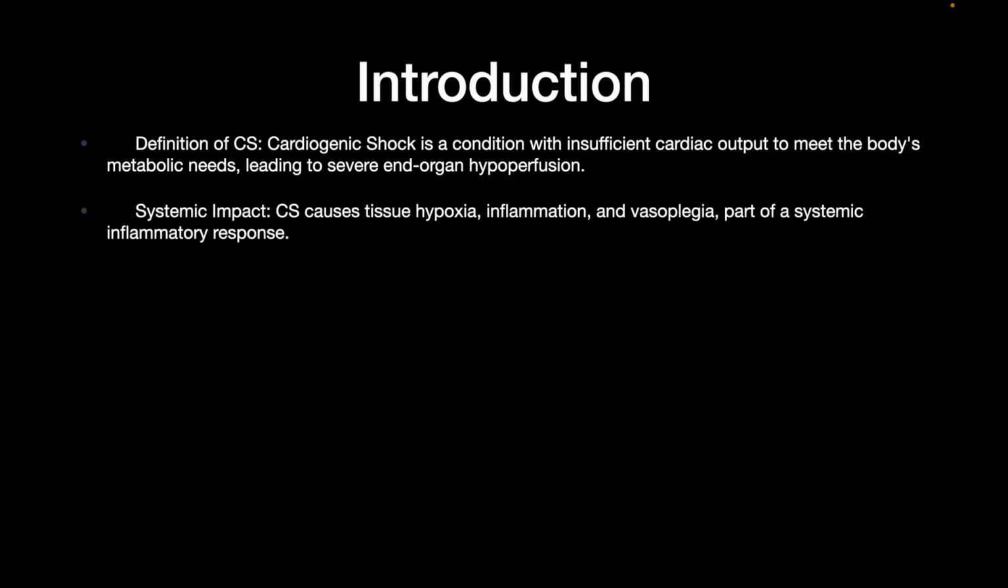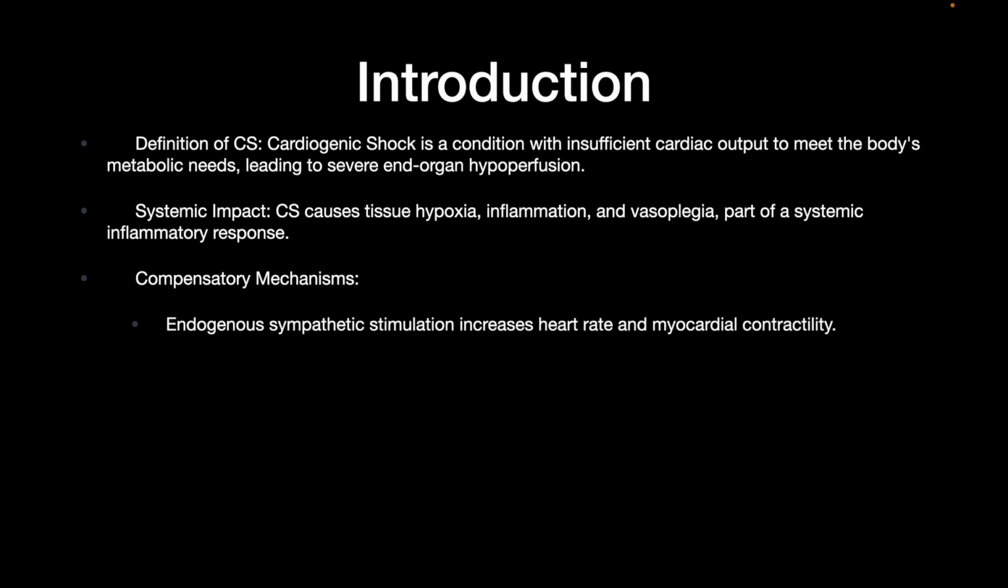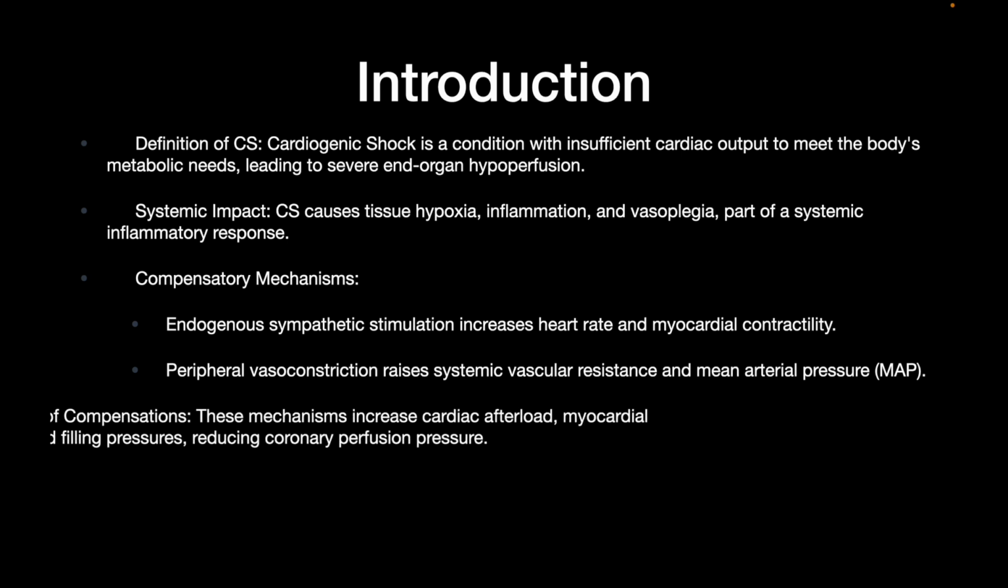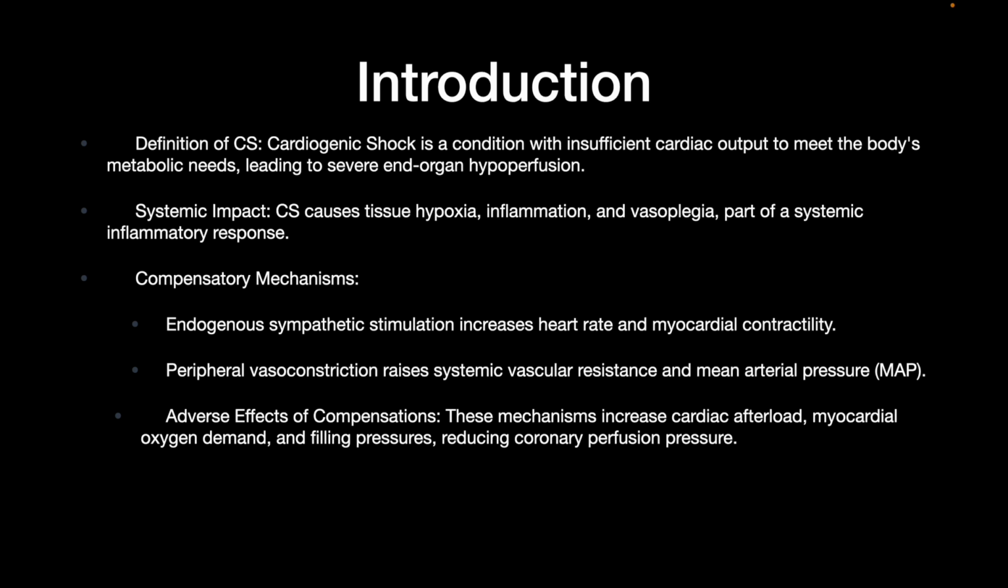The systemic impact is tissue hypoxia, inflammation, and vasoplegia, which is a part of the SIRS response. The compensatory mechanisms are endogenous sympathetic stimulation, which increase the heart rate and the myocardial contractility, and peripheral vasoconstriction to raise the systemic vascular resistance and the mean arterial pressure. Adverse effects of the compensations are increase in the myocardial oxygen demand and increase in the filling pressures. There is a reduction in the coronary perfusion pressure.